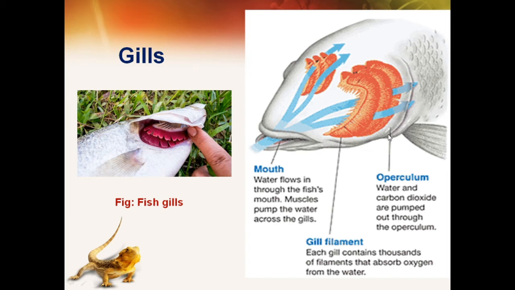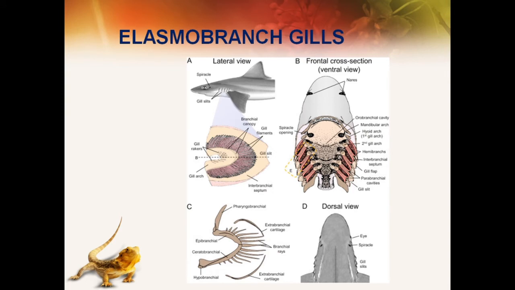And this is the operculum. Water and carbon dioxide are pumped out through the operculum, which means the gas exchange takes place in the gill region, and this is present in the aquatic chordates. Now we will see the gills in elasmobranch. This type of gills, this is the example of Scoliodon.